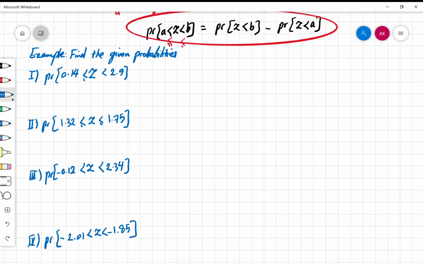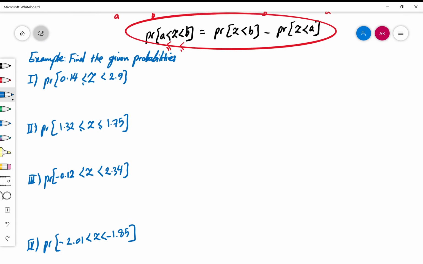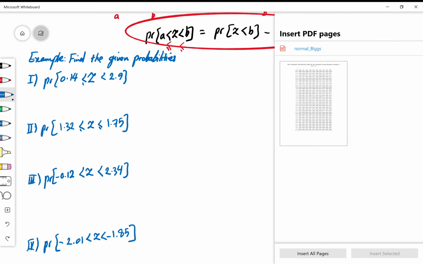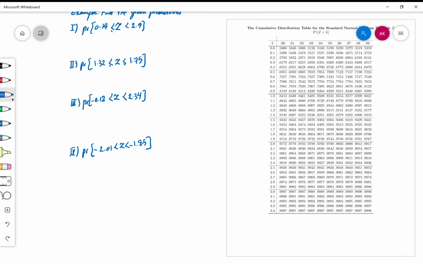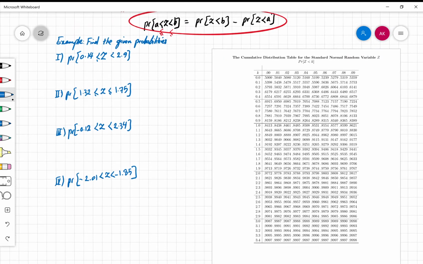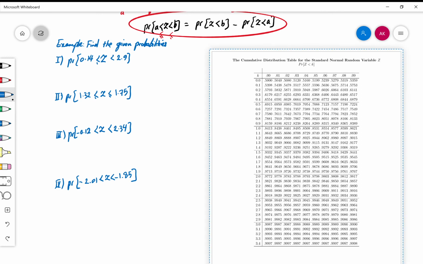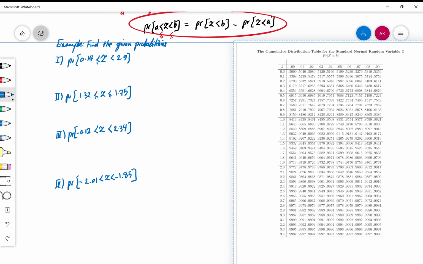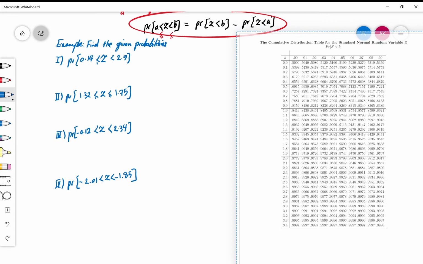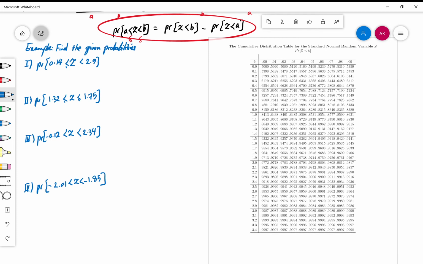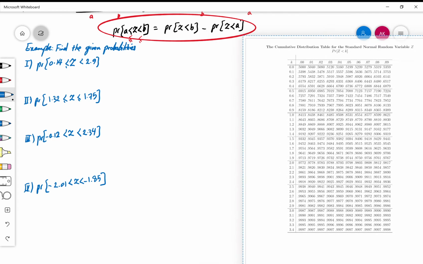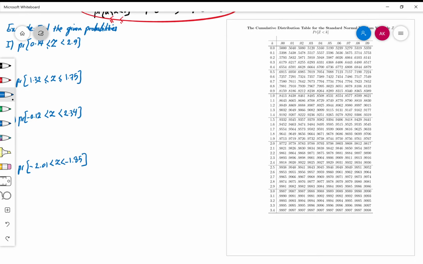Okay, so we will use that formula, but we need also the table. Let me import the table here, and very nice. Maybe I can put this a little bit higher and a little bit in the corner such that I can have more space here. Okay, it's even better. Okay, I'll use this way.